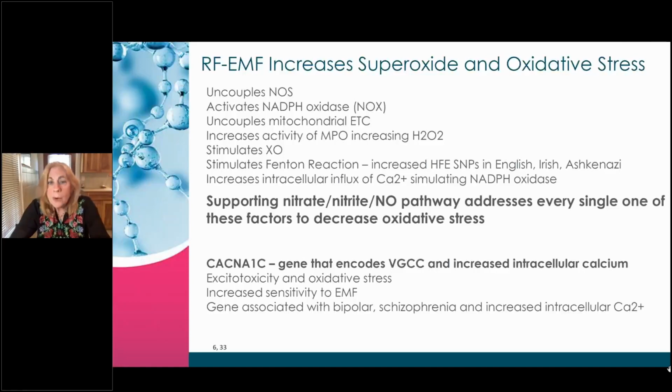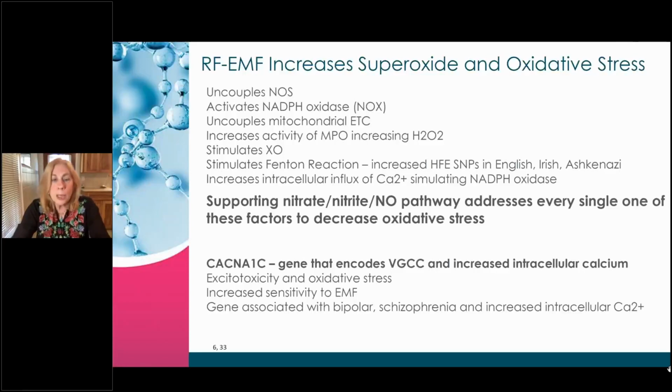And you see iron dysregulation increase in the Irish, the English, and the Ashkenazi Jews. They have increased HFE SNPs, the hemochromatosis SNPs. EMF increases the intracellular influx of calcium, which stimulates the NADPH oxidase. Supporting the nitrate to nitrite to nitric oxide pathway addresses every single one of these factors to decrease oxidative stress.